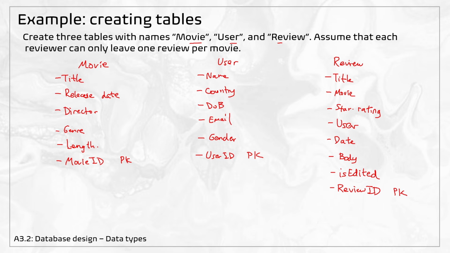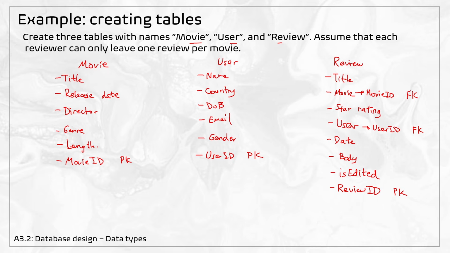But then we also have the movie, so this can just be movie ID. And this can also be user ID to signify the movie that the review is for and the user that wrote this review. So these are going to be foreign keys. So we can just write FK like this. So now the movie ID, user ID, and review ID make up a composite key. And this is great because we're assuming that each reviewer can only leave one review per movie.